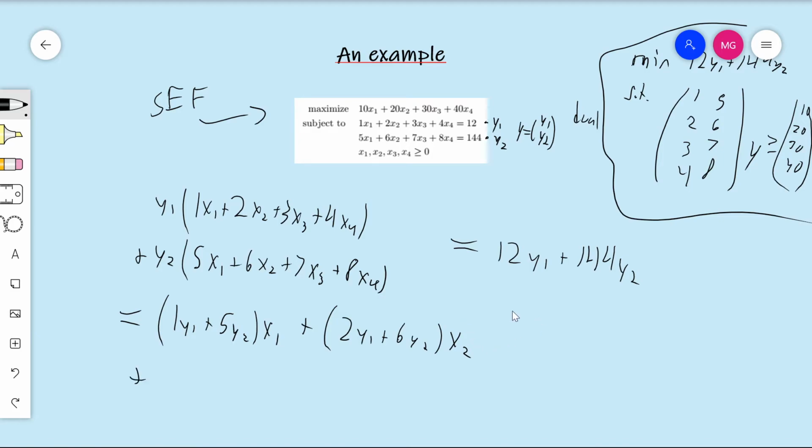And you probably see how this works by now. The next one, the things with a factor of x3, it'll be 3 times y1 and 7 times y2. You add those together, and those things have a factor of x3. So 3y1 plus 7y2 times x3, and finally plus 4y1 plus 8y2 times x4.